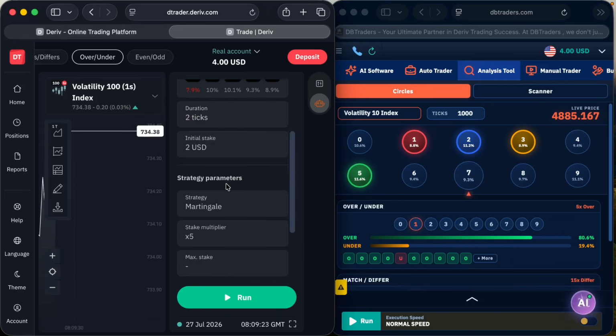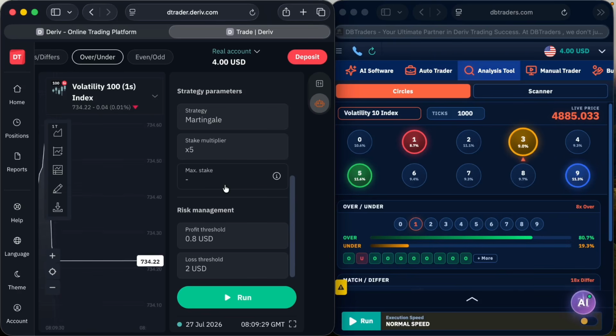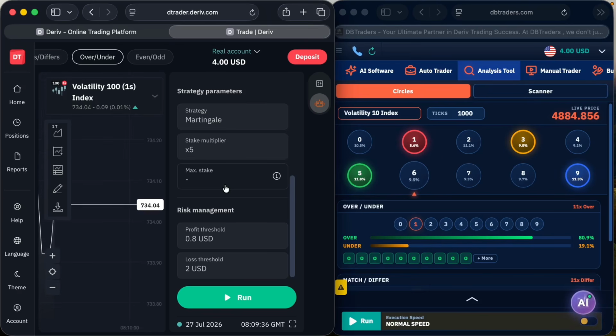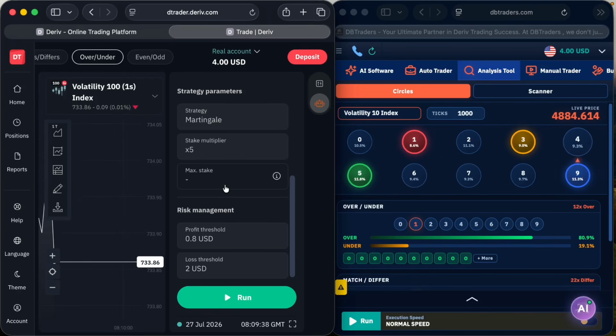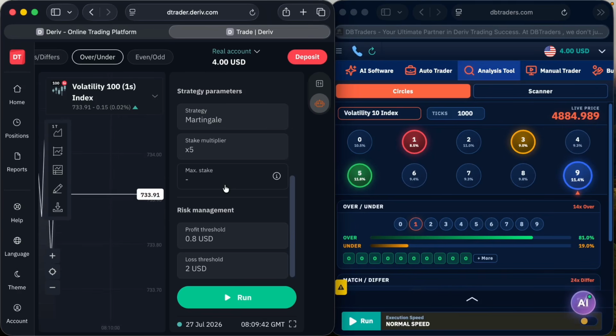I want you to scroll down and set your profit threshold and your loss. So profit threshold basically is the profit you're targeting. So I'm targeting 20% of my account. All right. And that is the responsible way of growing your account. If you decide to grow your account from 4 to 50, 4 to 10, 4 to 15, you stand a higher chance of blowing that account. Okay. Yeah, because that will be unrealistic.